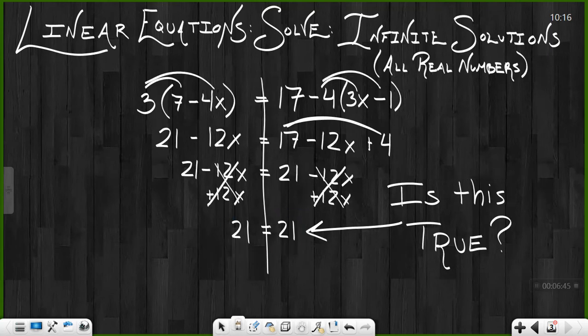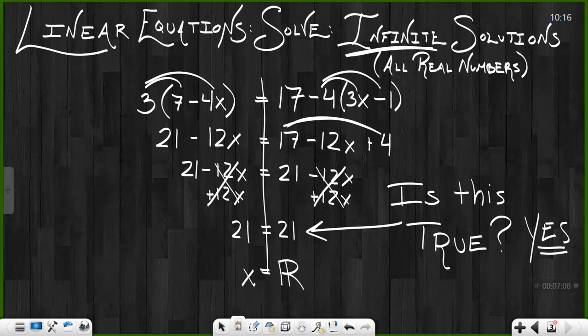And is this true? Yes, 21 is equal to 21. It's not a trick question. It's the same exact number. It will always equal itself. That means there are infinite solutions here. That means x can be any value you want. You pick any value in the world and plug it in. It'll make this equation true.